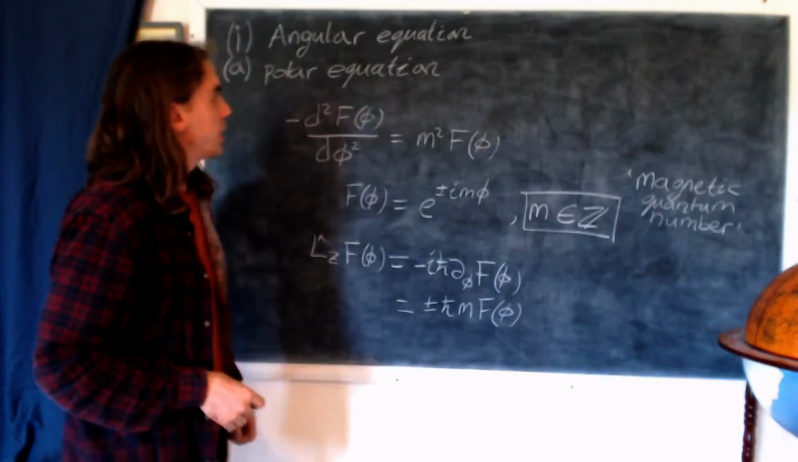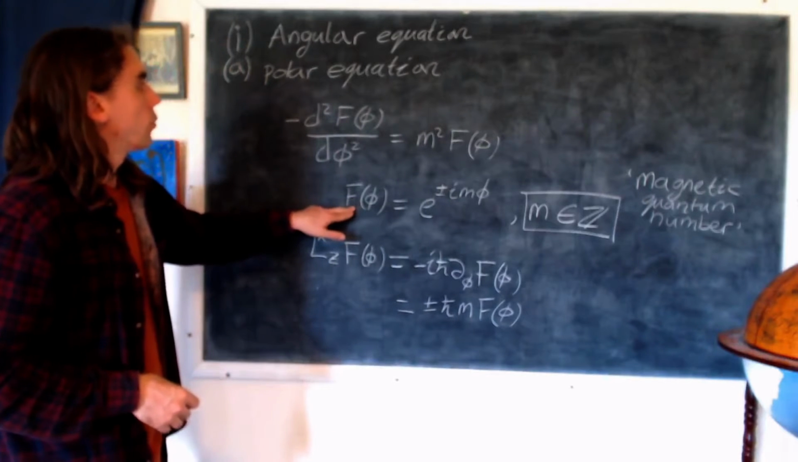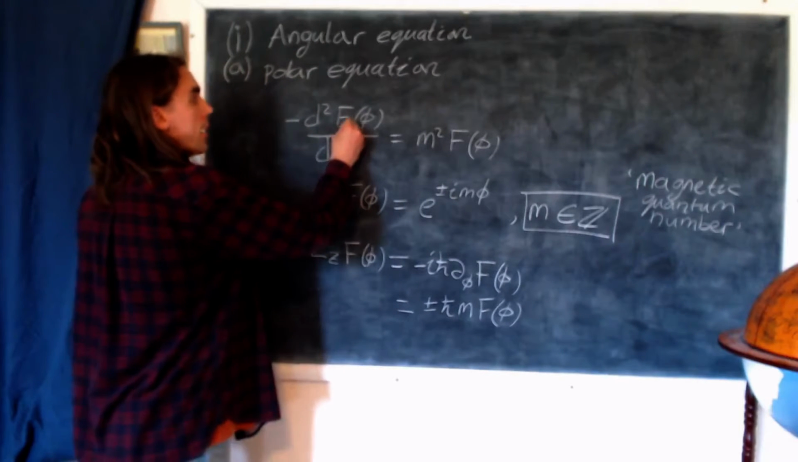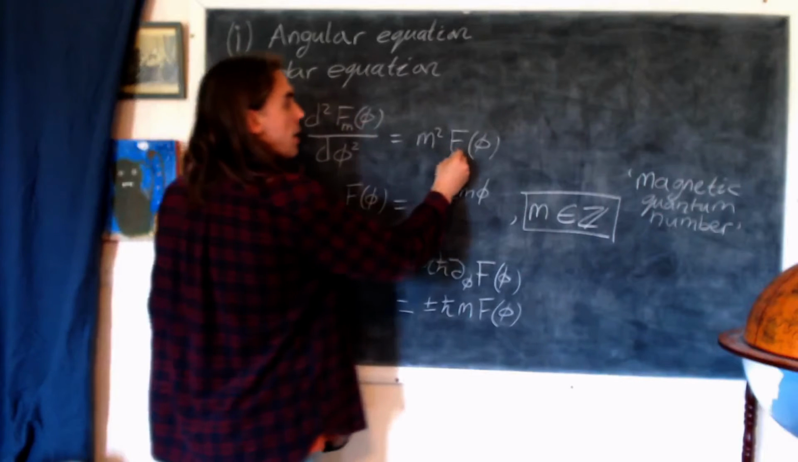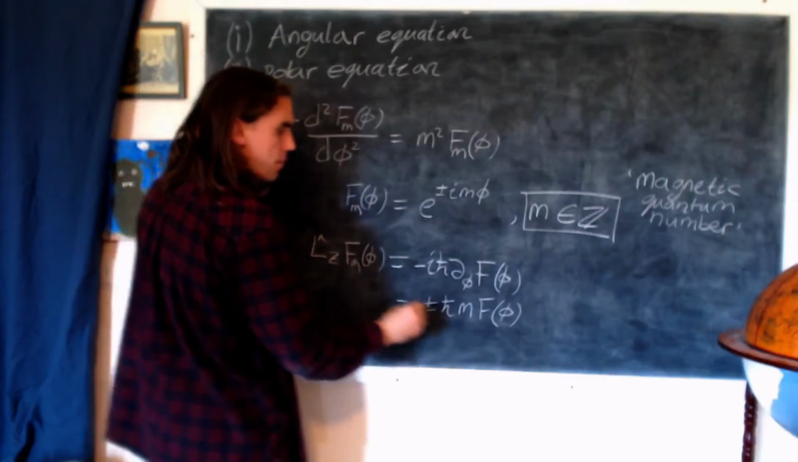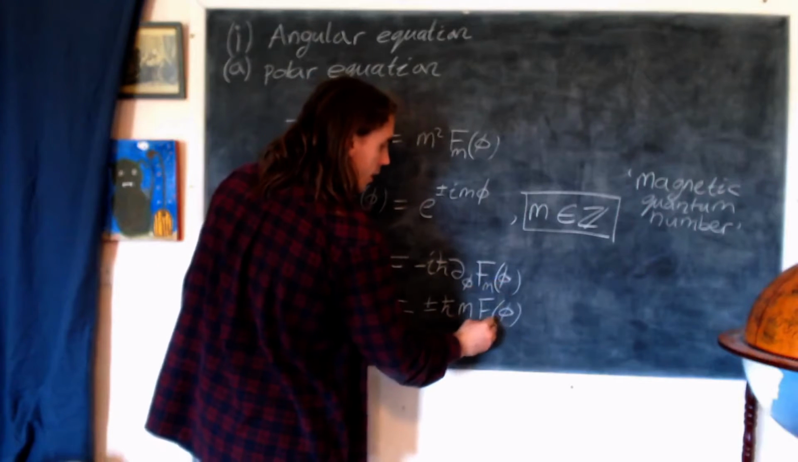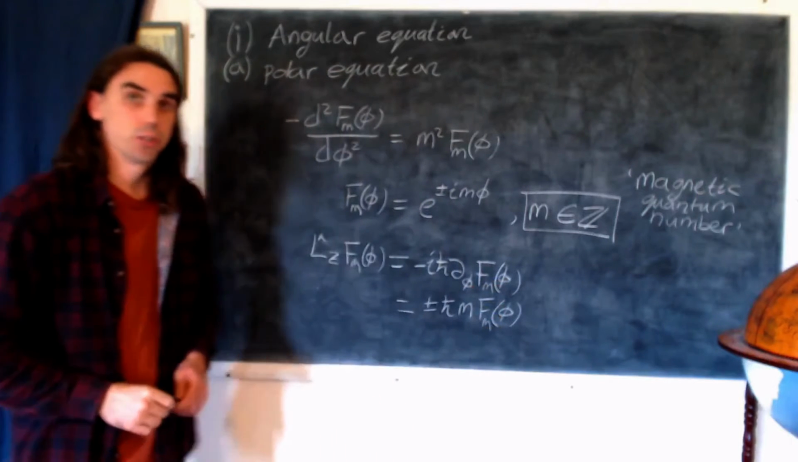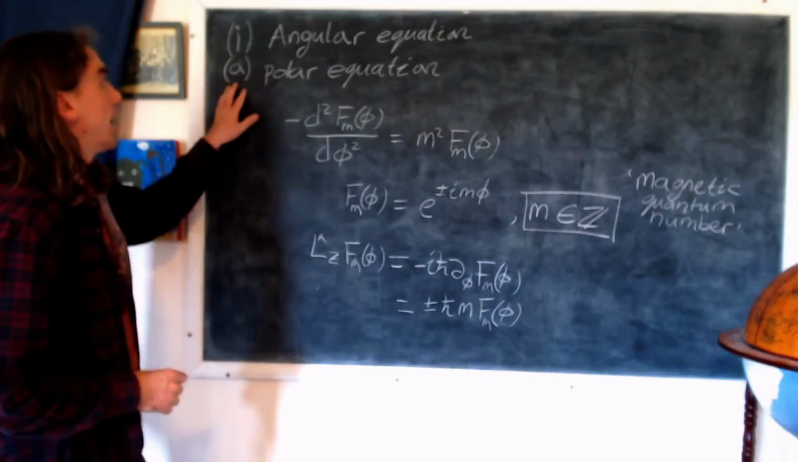So it's convenient to label our wave function solutions f by the integer m, and we'll do that from now on, as m is a good quantum number to describe our solutions. Okay, let's take a look at part B.